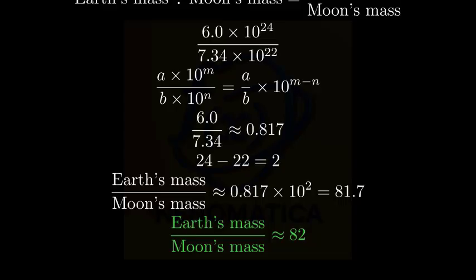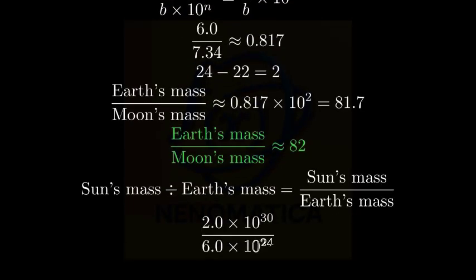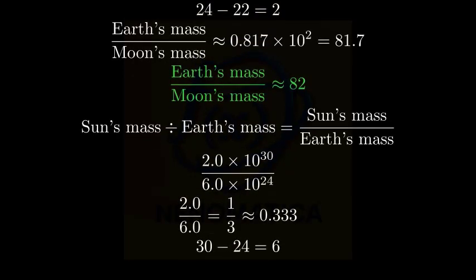Now, let's solve the second question. We need to find how many times the Sun's mass is greater than Earth's mass. We'll divide the Sun's mass by Earth's mass. 2.0 times 10 to the power of 30 divided by 6.0 times 10 to the power of 24. First, we divide the coefficients. 2.0 divided by 6.0 equals 0.333.